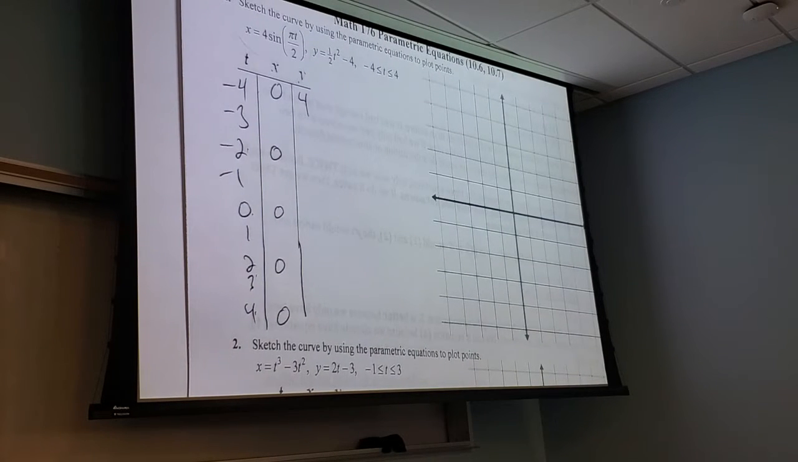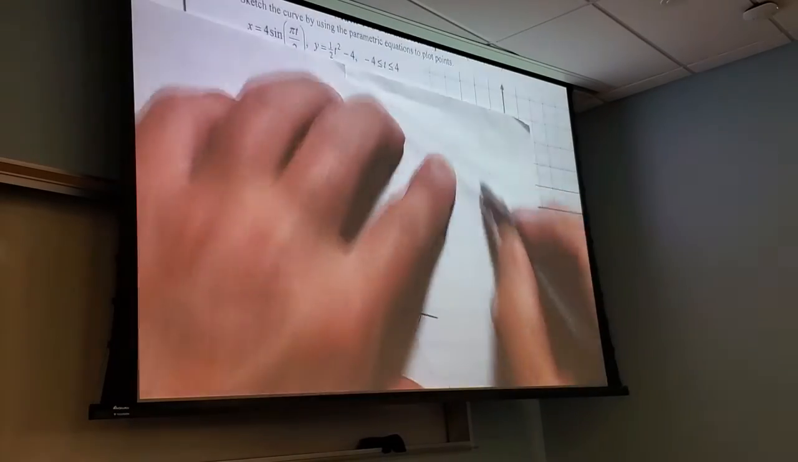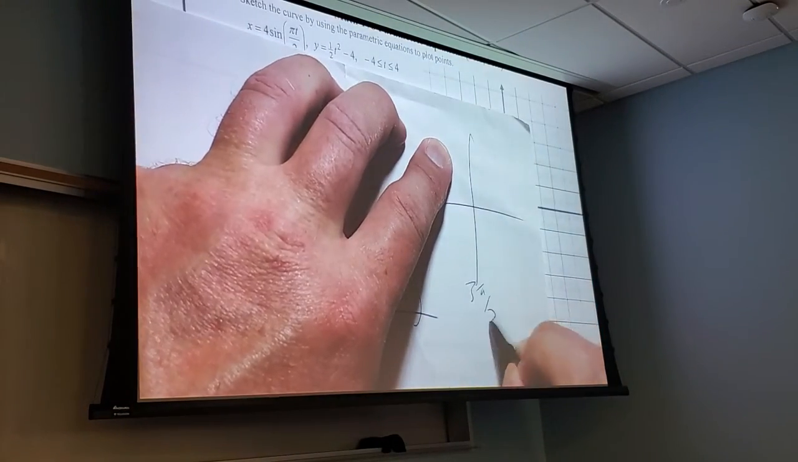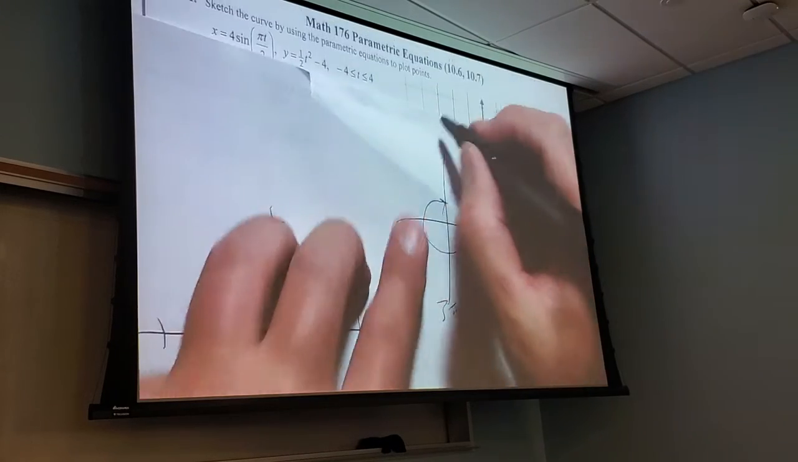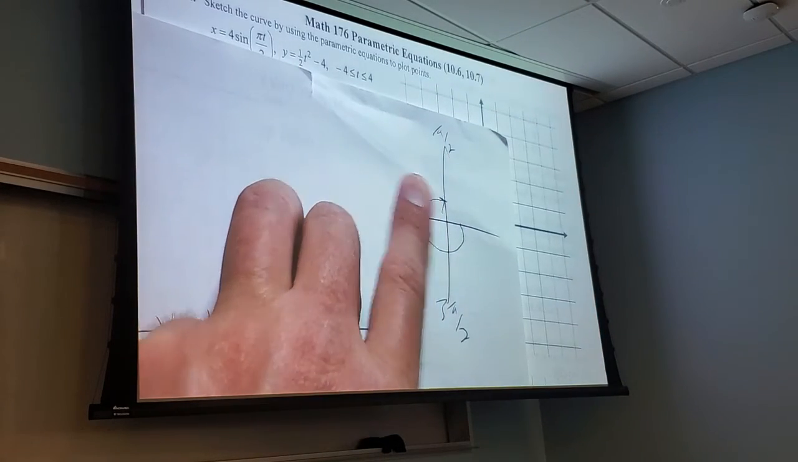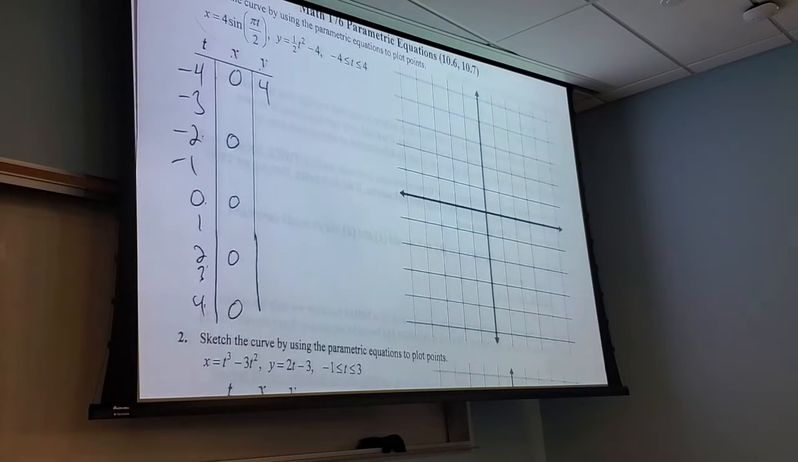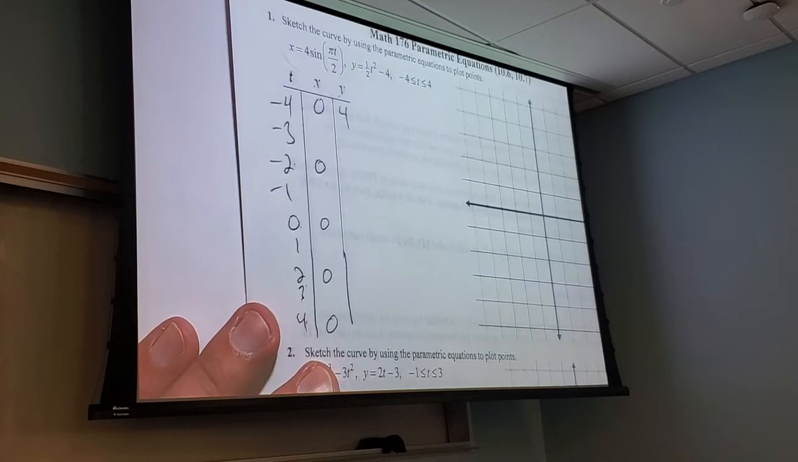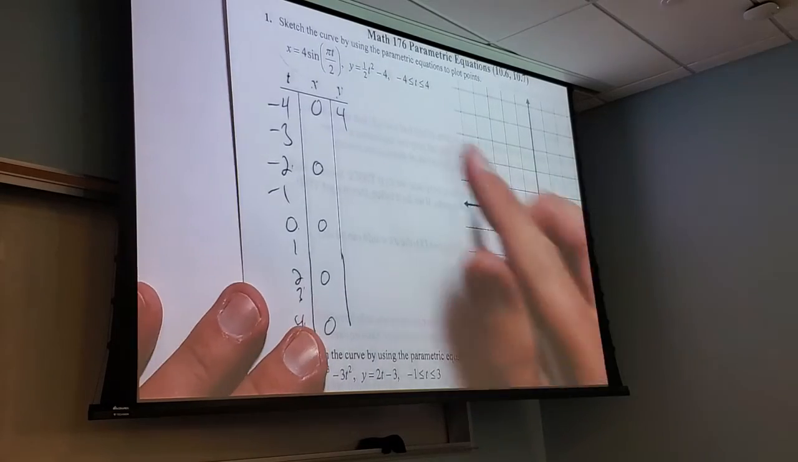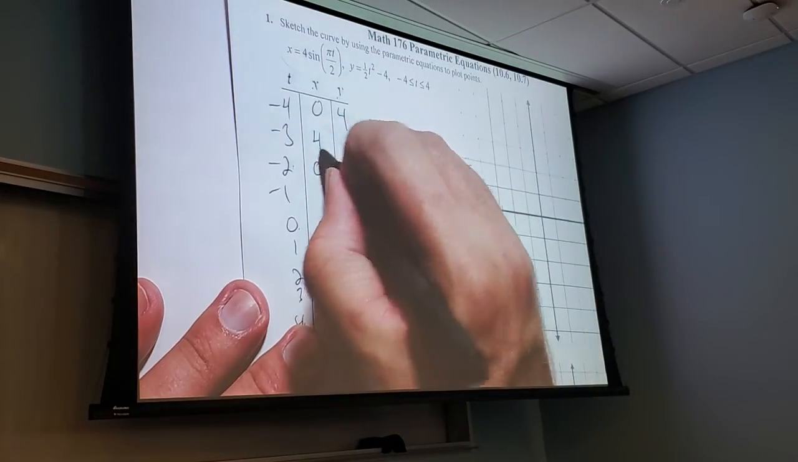You guys can do it. If I go back, so 3 pi over 2 is here, right? But if I go back 3 pi over 2, don't I end up at pi over 2? And what's sine of pi over 2? What's sine of pi over 2? 1. 1 times 4? 4.